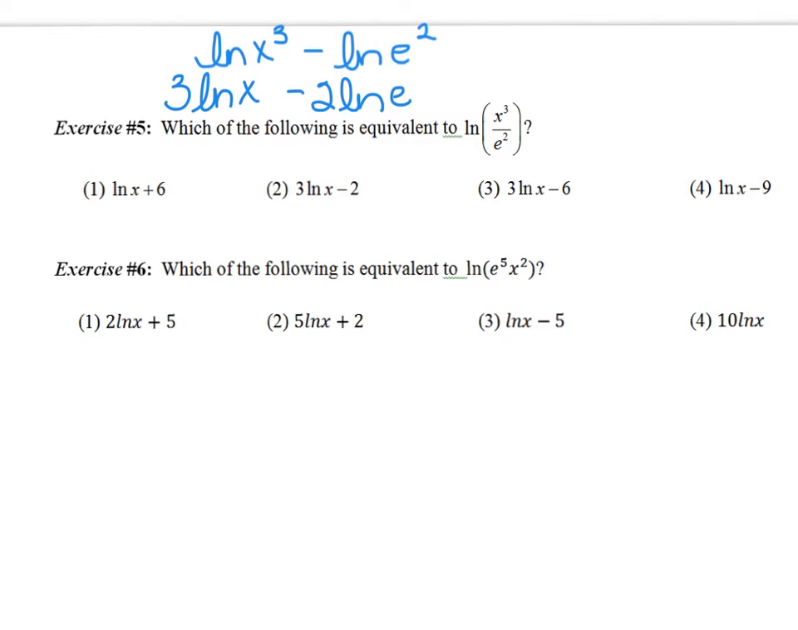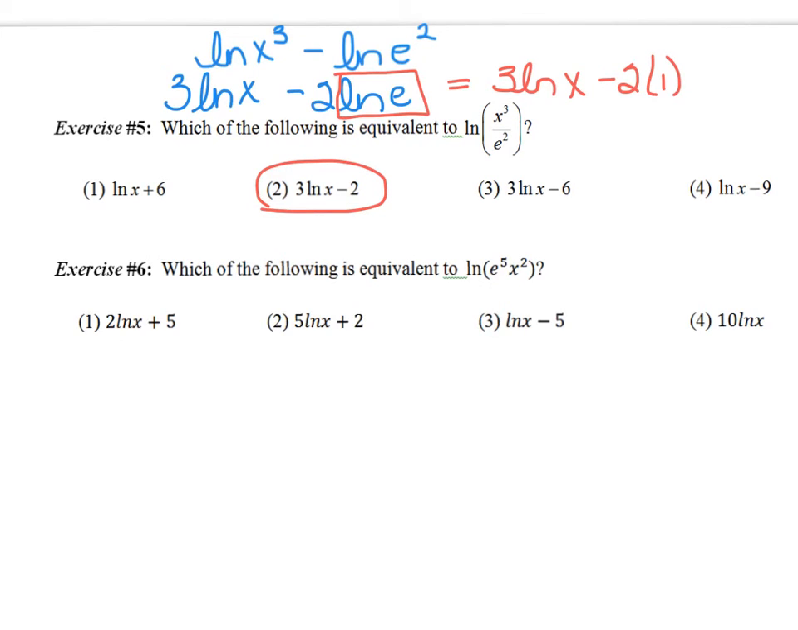Now if you look back to exercise 4, part A, you'll notice that we calculated the natural log of e, and we found out that the natural log of e was equal to 1. So this answer then is going to be 3 times the natural log of x minus 2 times 1, which according to our multiple choice answers, is choice number 2.